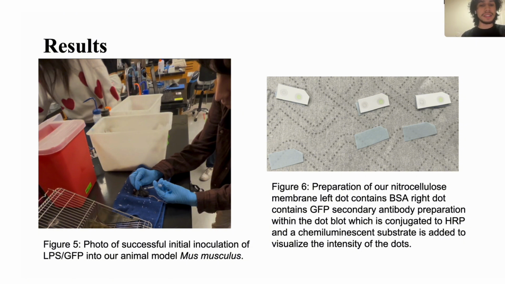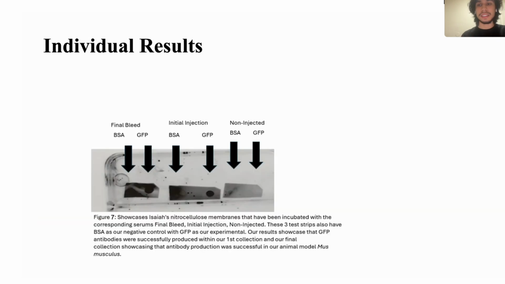And then our figure 6 showcases our preparation of our nitrocellulose membrane, as I had spoken about earlier. On the left side is our BSA, which is going to serve as our negative. Our right side is our GFP, which theoretically we would see some binding to. And I had already spoken about how this is essentially working with our secondary antibody.